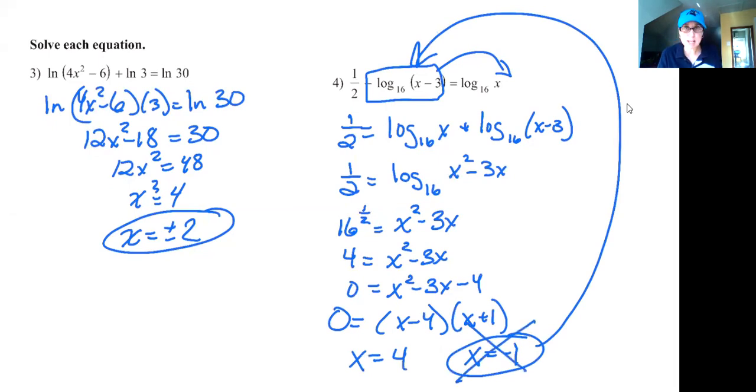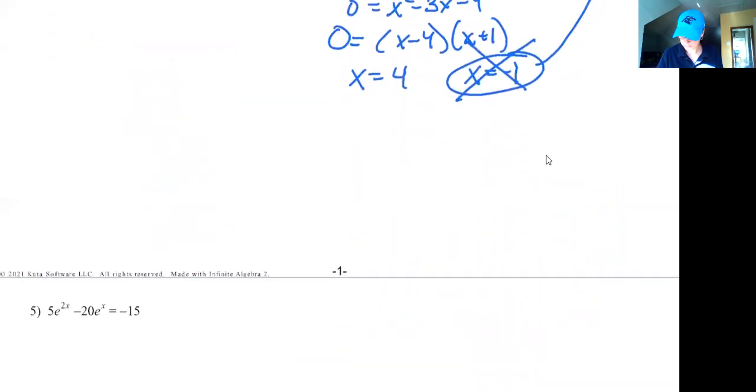Let's take the 4, put that back in. 4 minus 3 is 1. Log base 16 of 1. Yeah, that's going to work. That's going to be 0. Okay, so that's a good problem. All right, moving straight along.